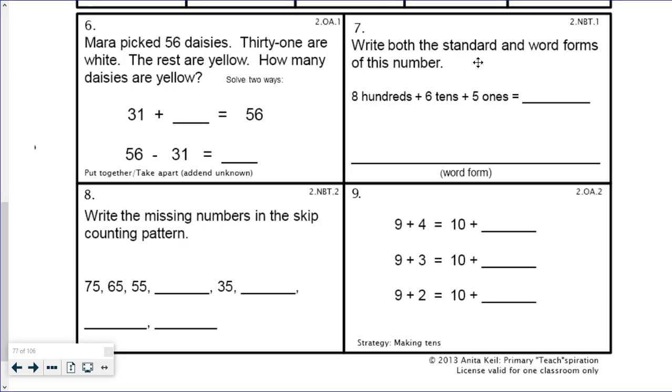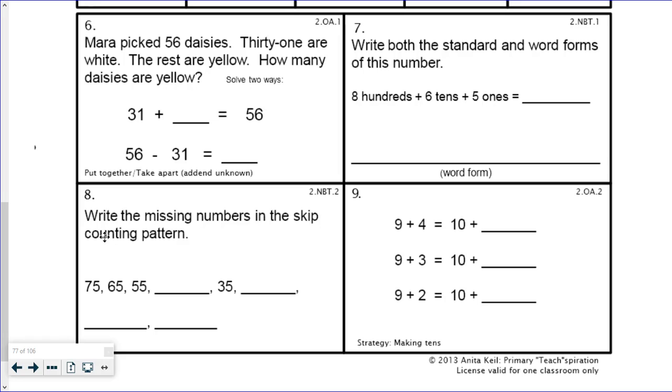Number 7, you're going to write both the standard and word forms of this number. So what is 8 hundreds plus 6 tens plus 5 ones? Write the number here. It's going to be a 3-digit number. And then down here, you're going to write the word in words. Use your best spelling. It's okay if you spell it wrong. No big deal. As long as you do your best and write all the sounds that you hear, we should be able to read it just fine.